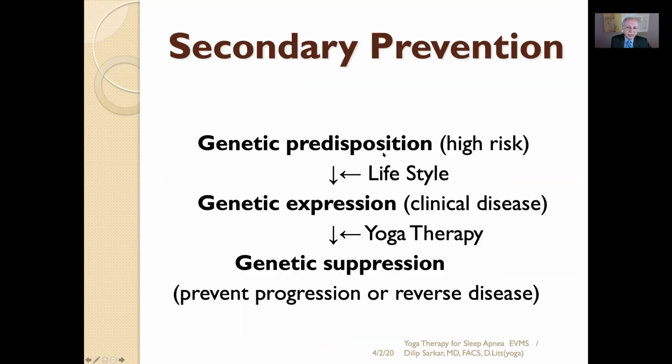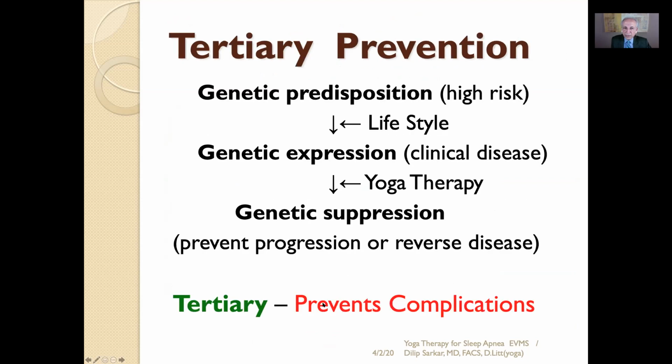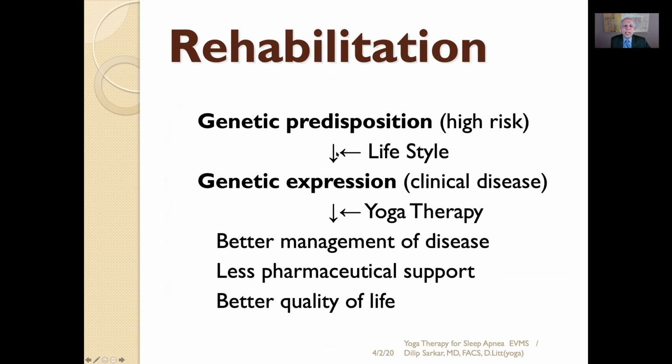Secondary prevention is when you have a genetic predisposition, you did something in your lifestyle, which is called epigenetics, and you have the disease. You have heart disease or cancer, and you get all the treatment: surgery, radiation, chemotherapy. Now you incorporate your relaxation response, genetic suppression, which prevents progression or reverses the disease. Tertiary prevention prevents complications. And when you have an underlying condition and do a daily practice of yoga, what we have seen is better management of the disease, less pharmaceutical support, and a better quality of life.